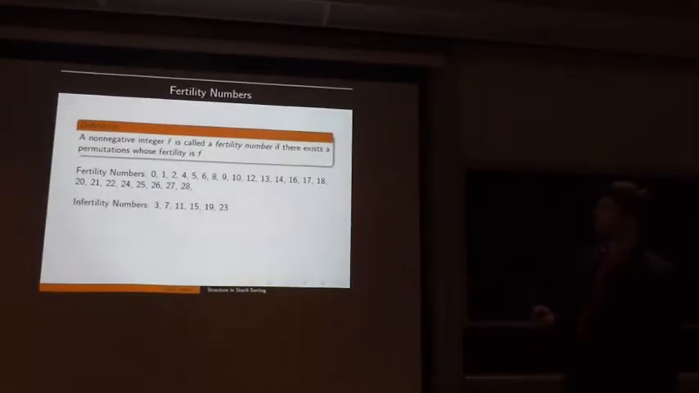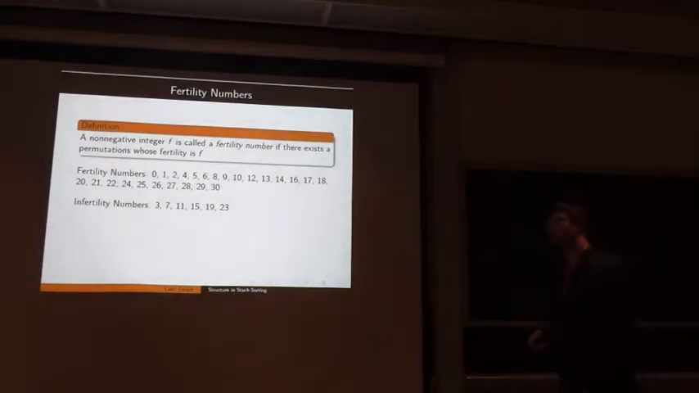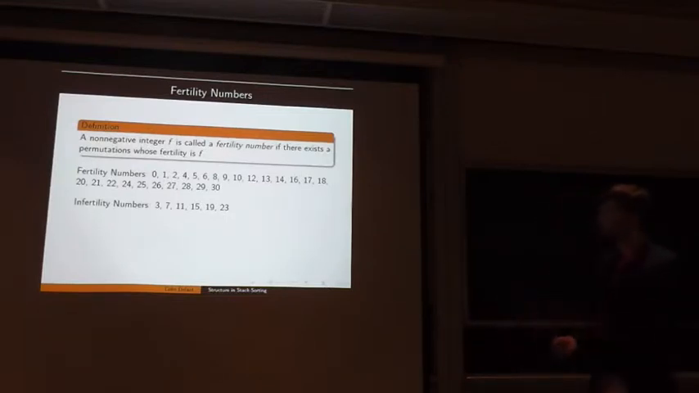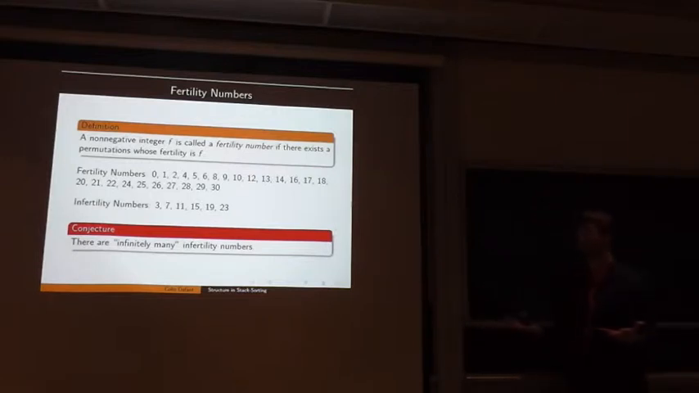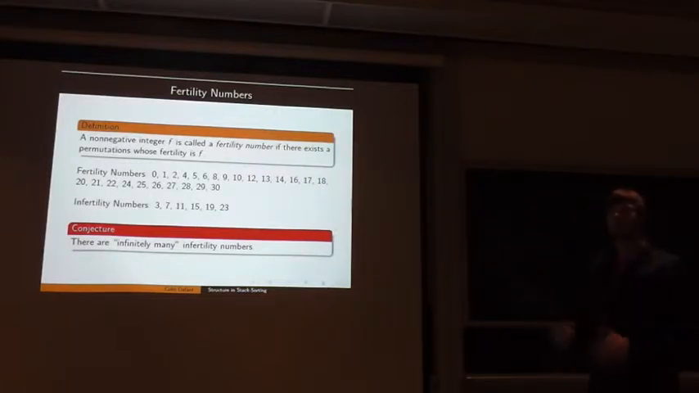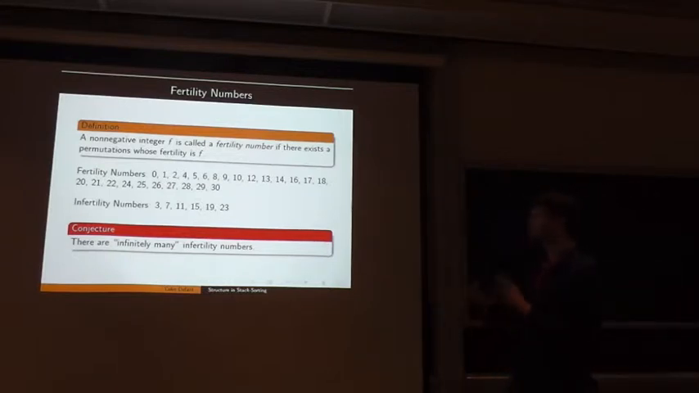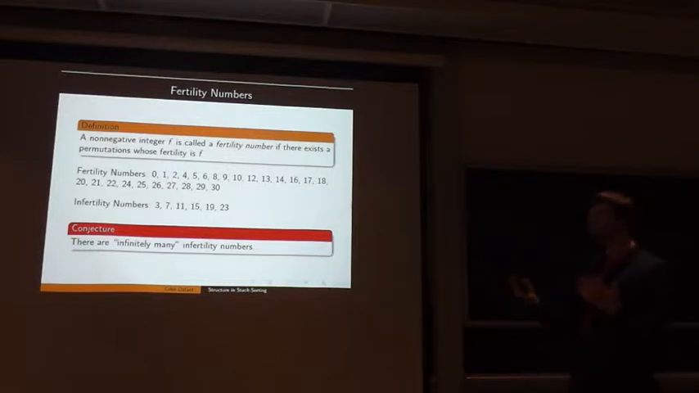You can compute a few more of these: 28, 29, and 30 are fertility numbers. Now you can ask, what can you say about the set of fertility numbers? Is there any pattern that actually continues to hold that you can actually prove? I should mention that I've conjectured that there are infinitely many infertility numbers. I haven't been able to prove this, but it looks like there should be infinitely many of them. There are definitely infinitely many fertility numbers.